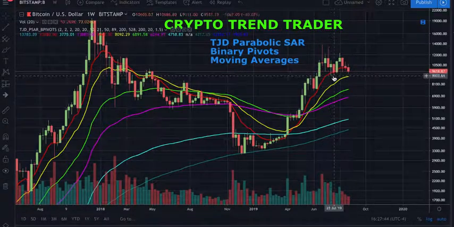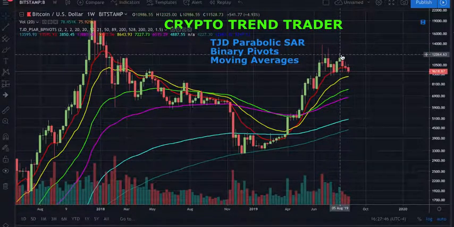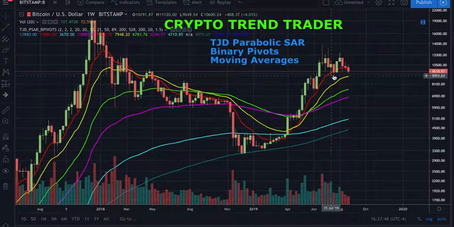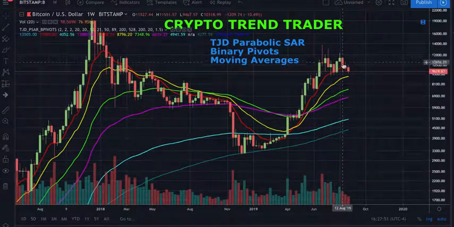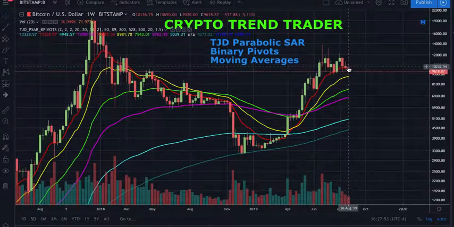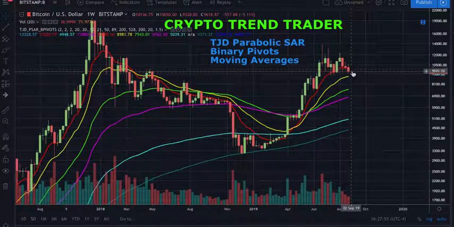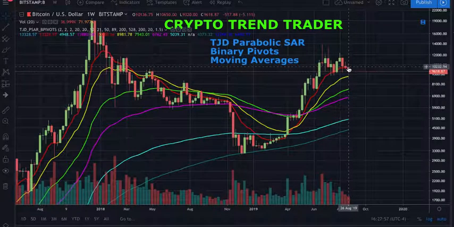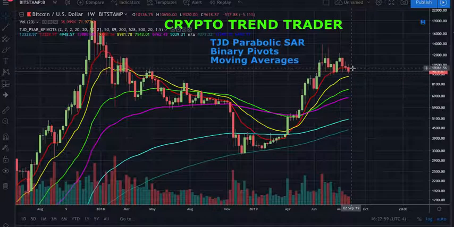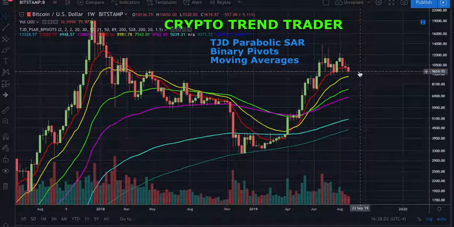We came down and tested it a couple times and we got a strong reaction off of it, but each time the reaction was weaker. So here you see we got a weaker reaction, and now we got almost no reaction, and now what's going to happen is we close right at it on this last weekly. When the weekly closes tonight, if we close below this, that's going to be a change in trend.